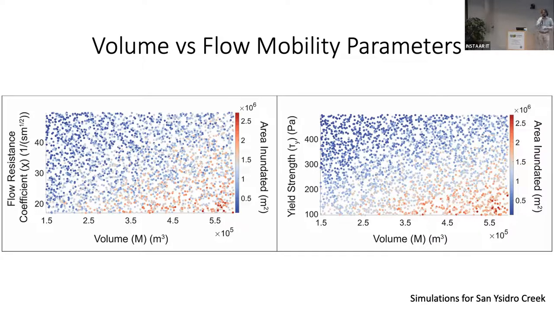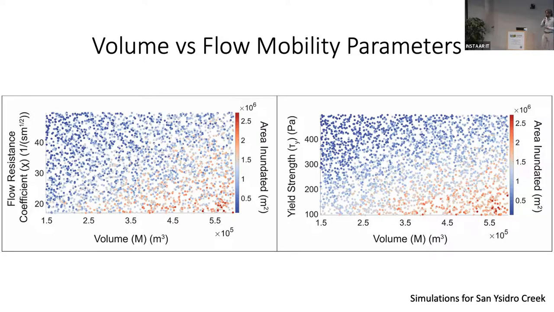And we see that the model is sensitive to both the volume as well as each of the flow mobility coefficients. So for example, if you hold volume constant and move up the y-axis using only the yield strength or flow resistance coefficient, you can get very different answers regarding how much area is inundated. Same thing if you hold the flow resistance coefficient or yield strength constant and only alter the volume, once again, you can get dramatically different answers. So this really underscores the necessity for having a well-constrained volume that you can put in place, and then you can focus mostly on calibrating the two flow mobility parameters.